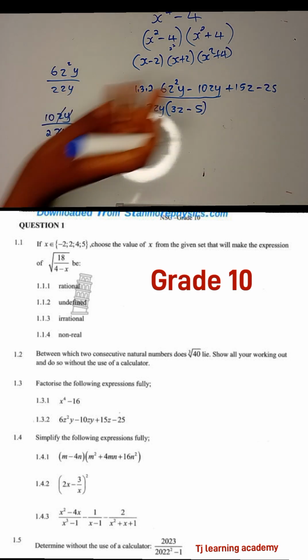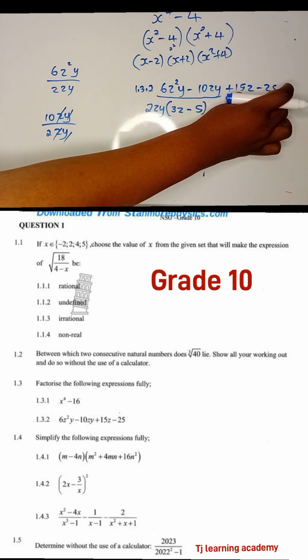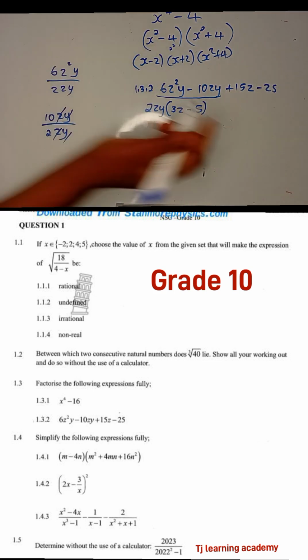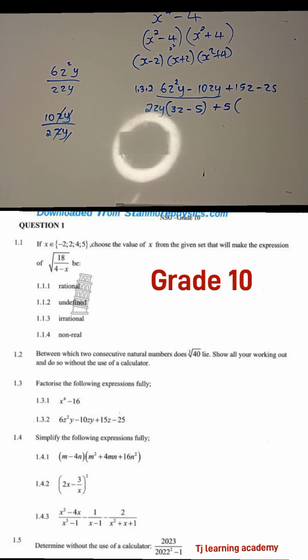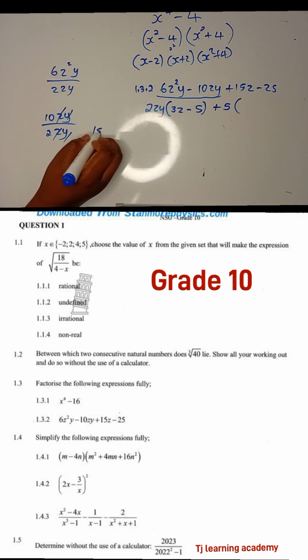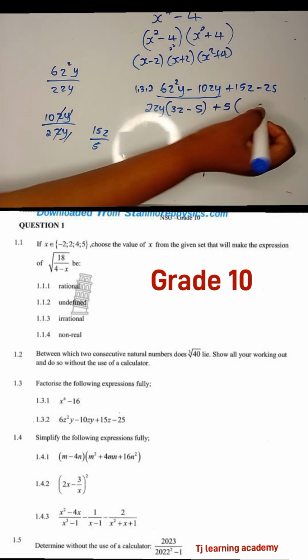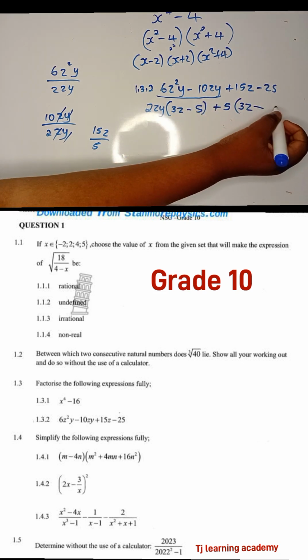Now we're going to factorize the remaining two terms. What's the common factor here? Any number or variable that goes into 15z and 25 and leaves no remainder, it's going to be plus 5. We know that when we factorize, we divide each term by a common factor. My common factor is 5. It's going to be 15z divided by 5. 15 divided by 5 is going to be 3z, minus 25 divided by 5 is 5.